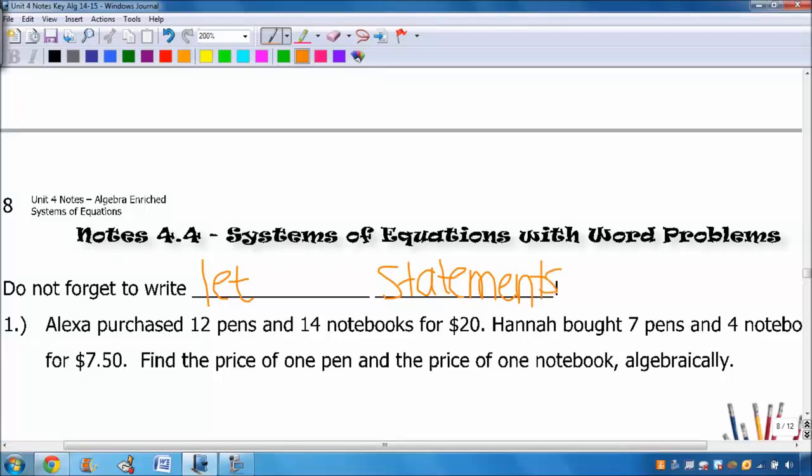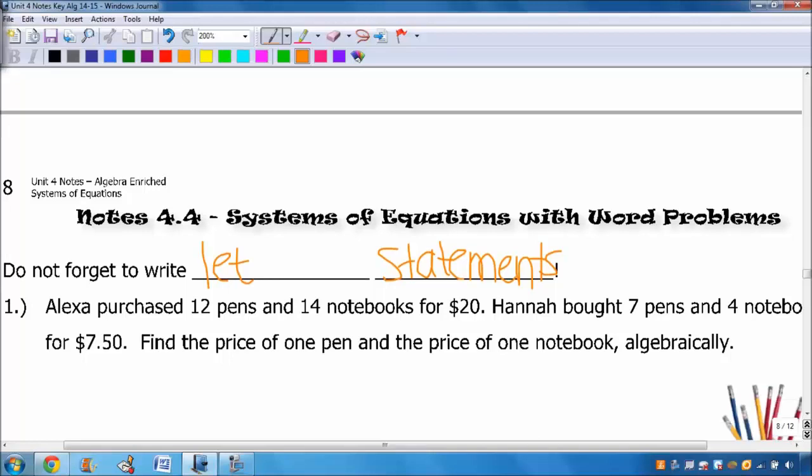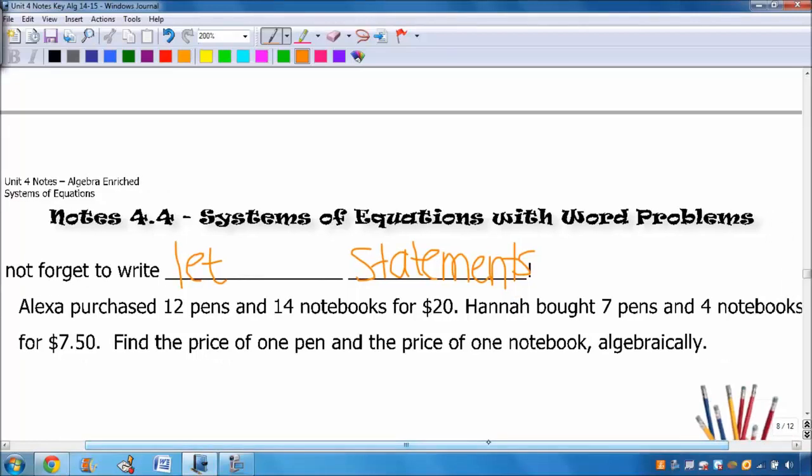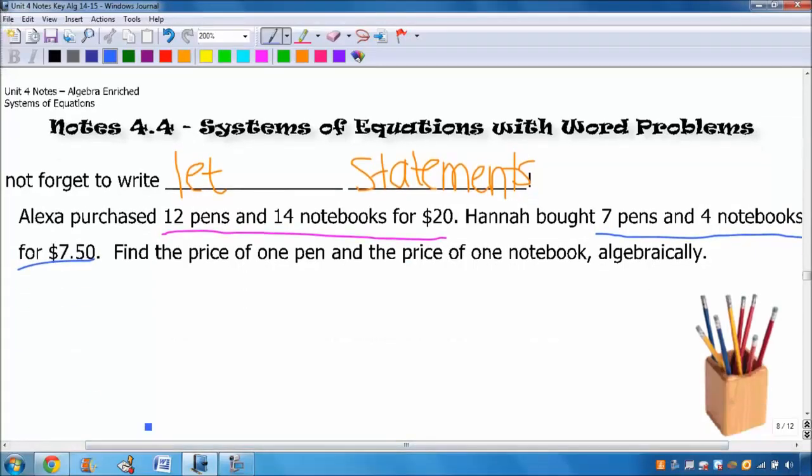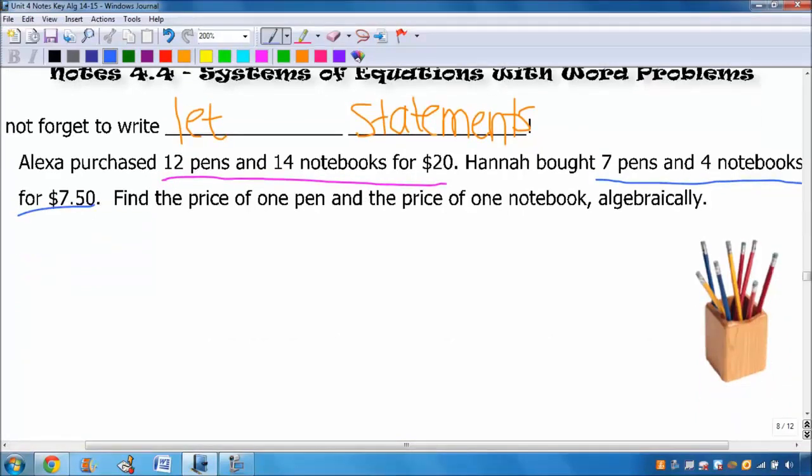So the first thing we talked about is underlining key information, okay? So in number 1, it says that Alexa purchased 12 pens and 14 notebooks for $20, okay? And Hannah bought 7 pens and 4 notebooks for $7.50. Find the price of 1 pen and the price of 1 notebook algebraically, which means that we have to either use substitution or elimination to figure this out because we can't figure this out by graphing or by guess and check, okay? Algebraically means you got to set up some type of an equation.